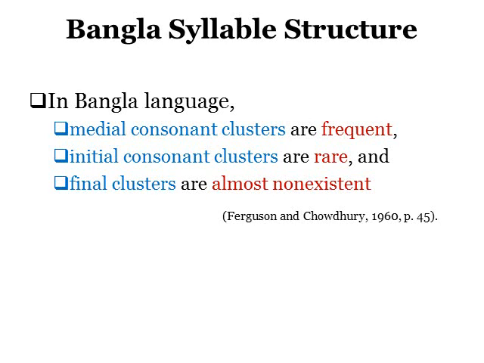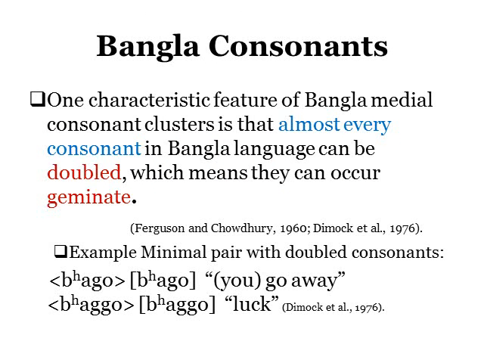Now, in Bangla syllable structure, initial and final consonant clusters are rare or almost non-existent, but medial consonant clusters are frequent. And one characteristic feature of Bangla medial consonant clusters is that almost every consonant can be doubled or they can occur geminate. And here is an example of minimal pair.